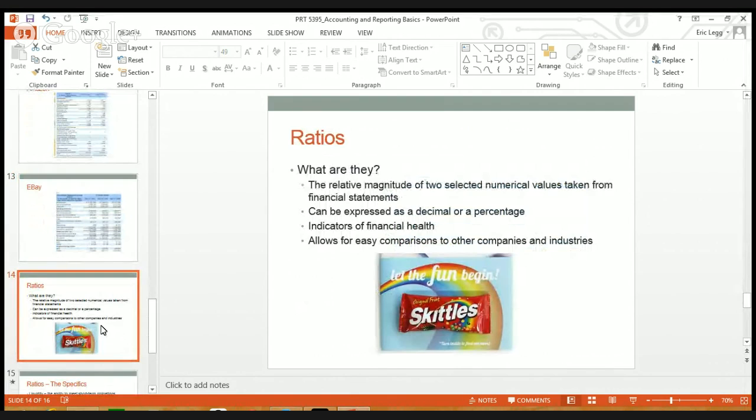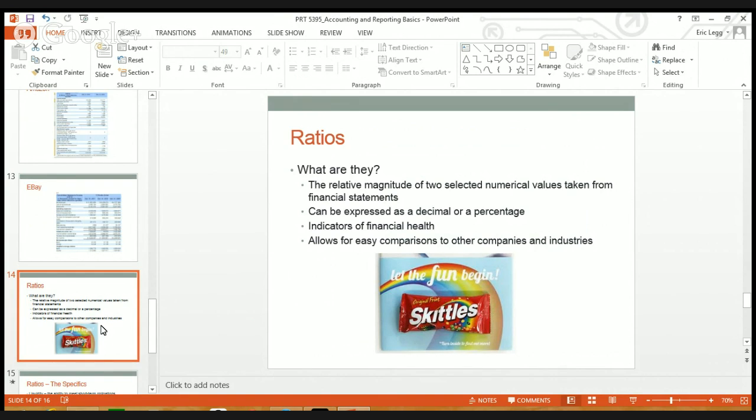Ratios are ways we often look at financial statements. Ratio is basically the relative magnitude of two selected values from financial statements. These are important because a single number in isolation can be meaningless. For example, you might say revenue of $5 million is good unless you had expenses of $10 million, and then it's not so good.